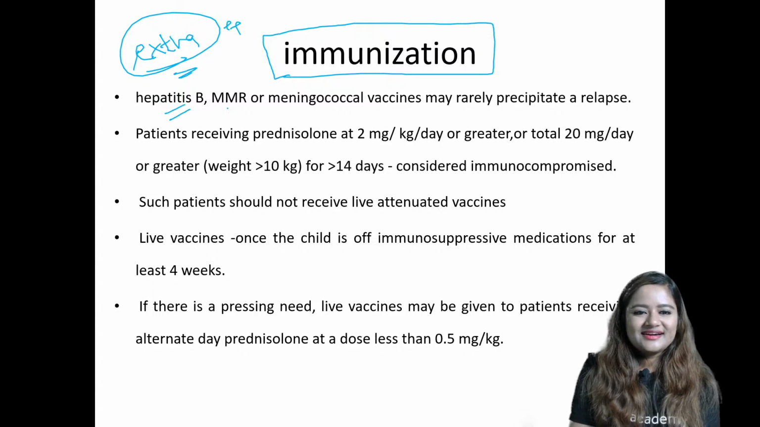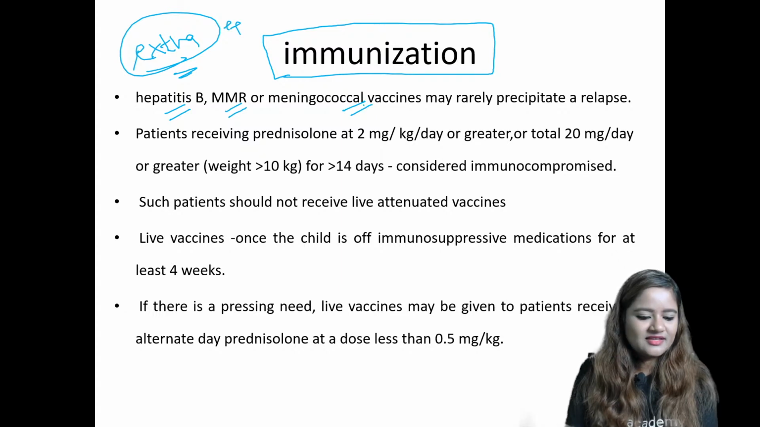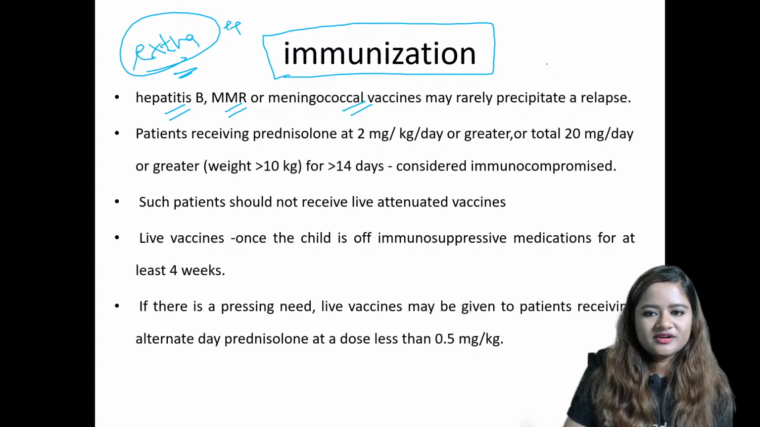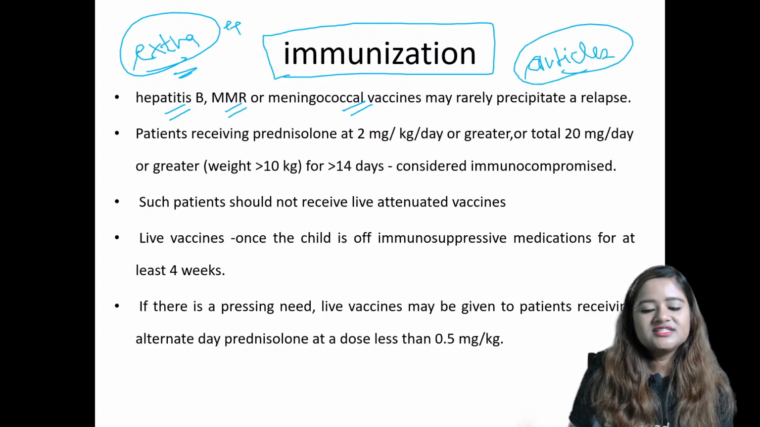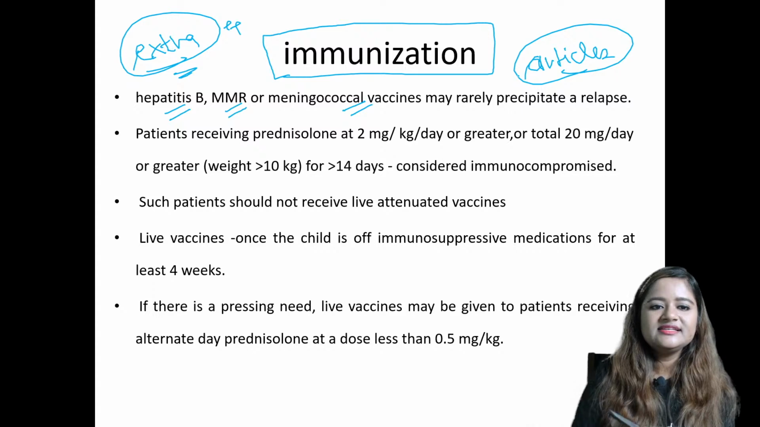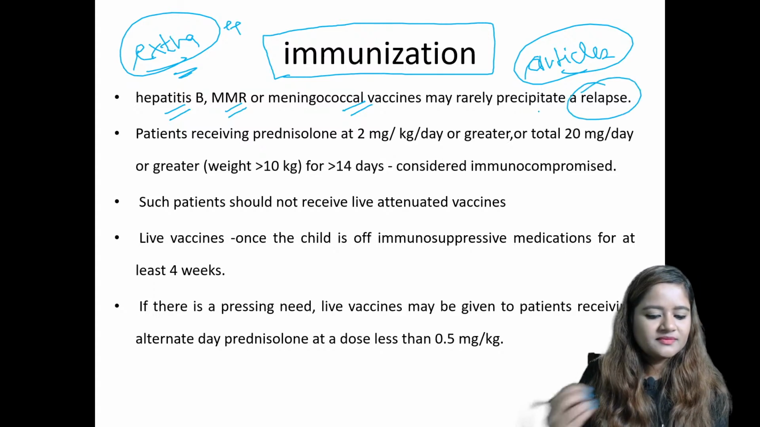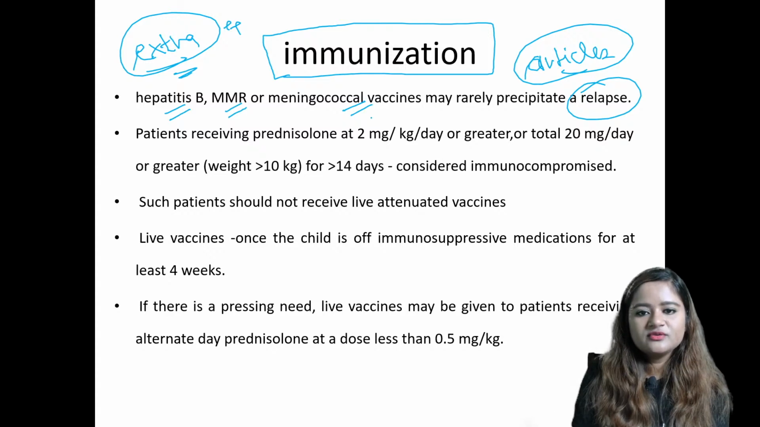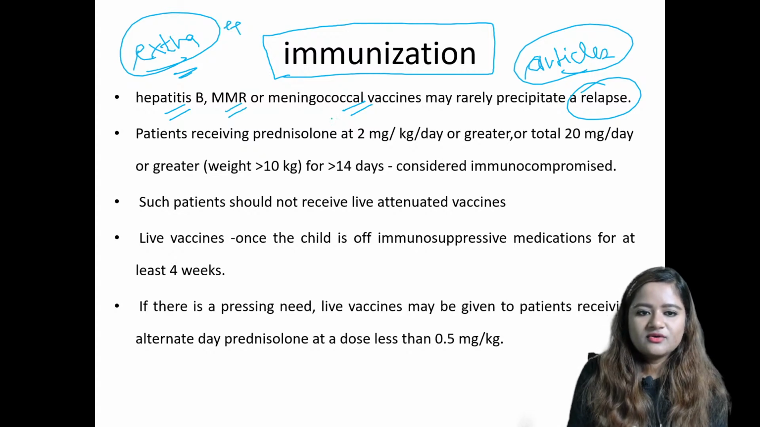ठीक है. तो हेपेटाइटिस बी, MMR एंड मेनिंगोकॉकल वैक्सीन, अगर ये हम देते हैं पेशेंट्स को, जनरली it has been reported from articles that I am telling you, आर्टिकल्स मतलब जो एक्चुअल स्टडीज होती है हमारी कंट्रीज में, that these vaccinations can precipitate a relapse. रिलैप्स क्या था? ट्रीटमेंट के दौरान if the patient again goes into that definition of nephrotic, so that is a relapse. So hep B vaccine, MMR and meningococcal can cause a relapse.